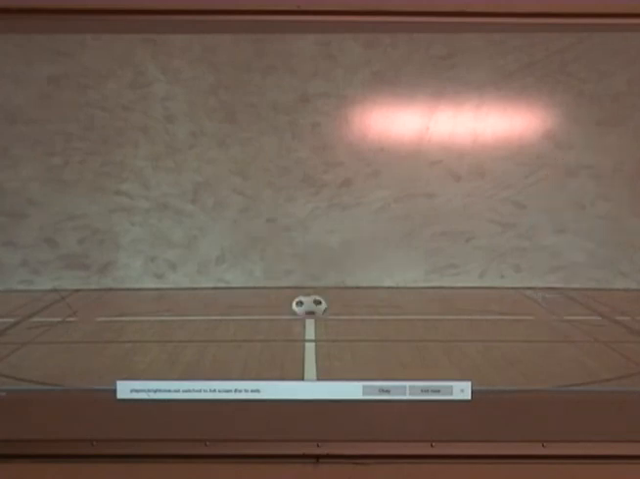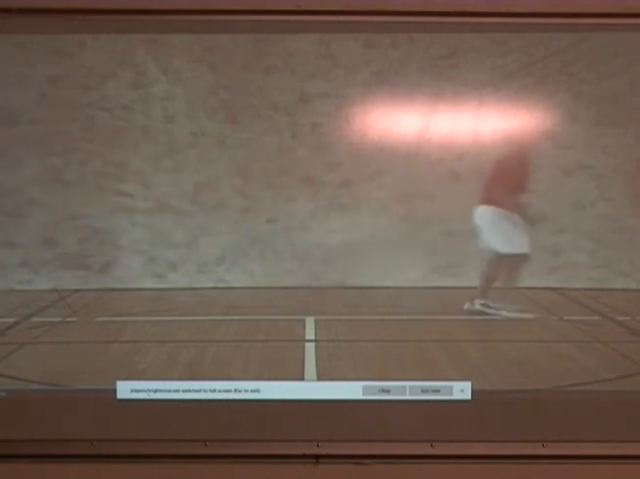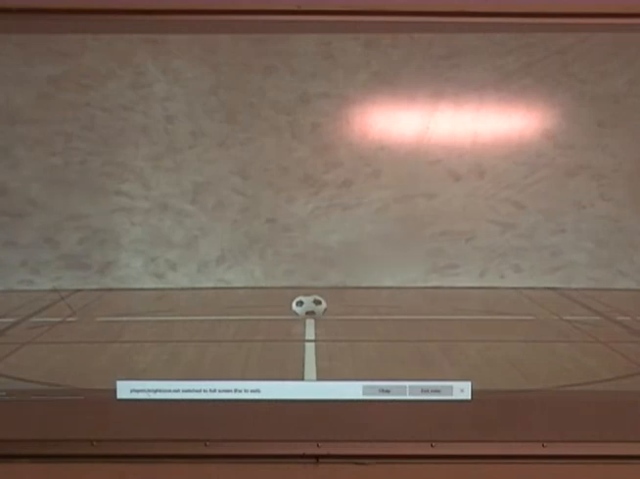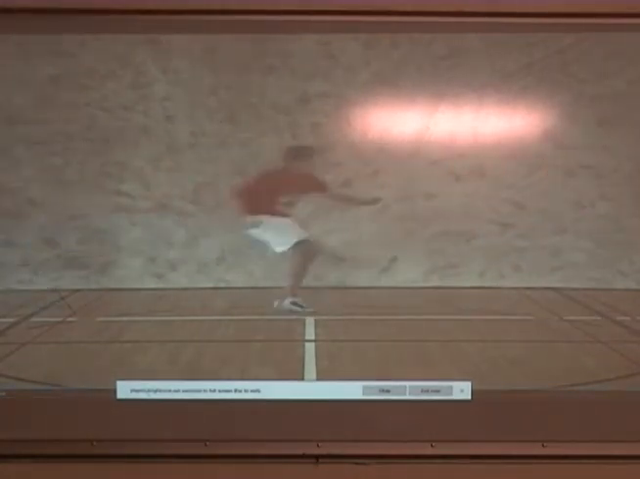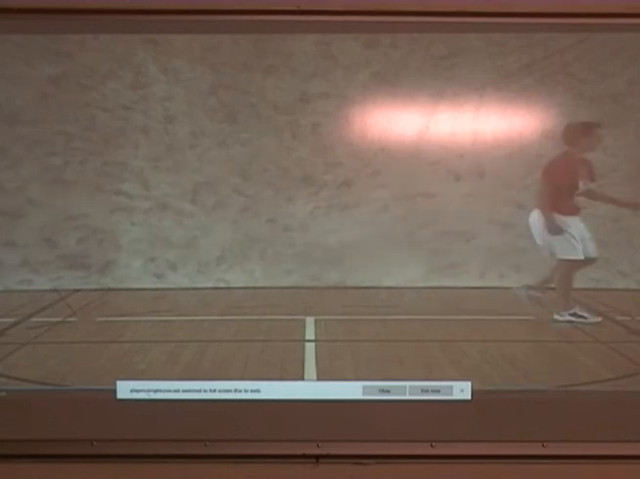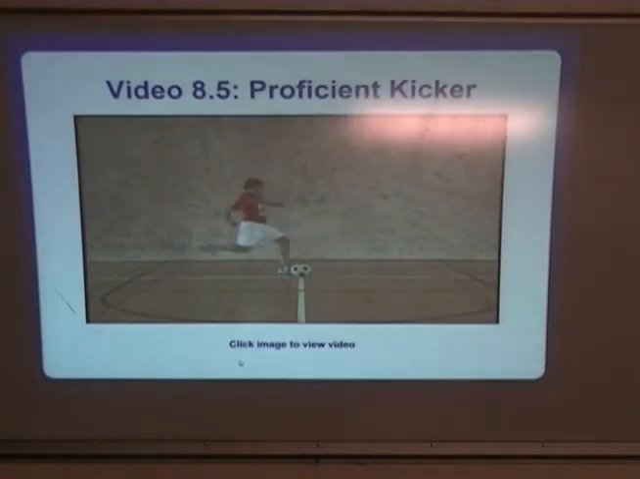So much more advanced. Leg still isn't quite straight as it makes contact with the ball, but it's almost straight. Right? You can see a nice big step in. Okay. So look for the characteristics. What am I seeing? If this is the characteristic, what version of that characteristic am I seeing? Okay.